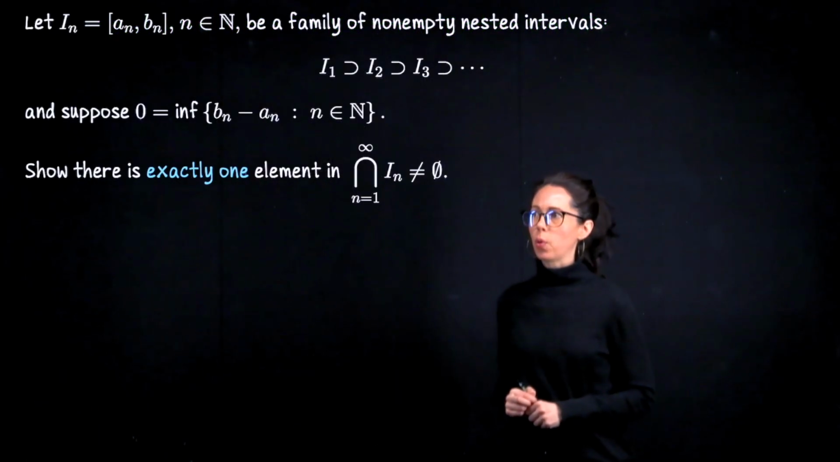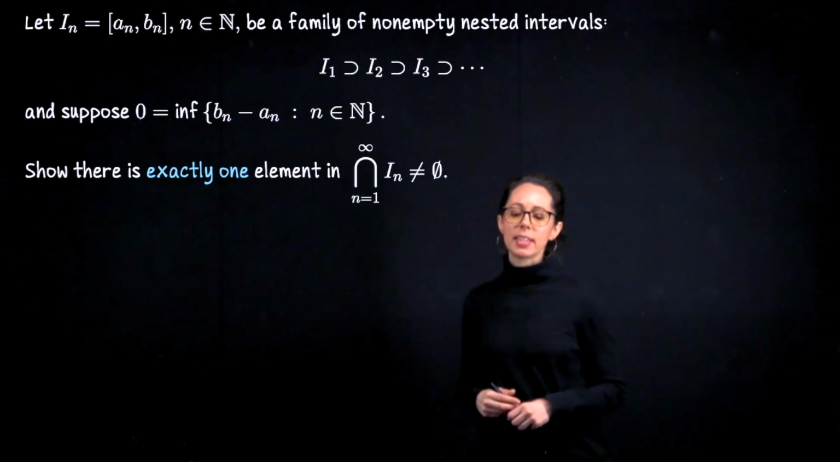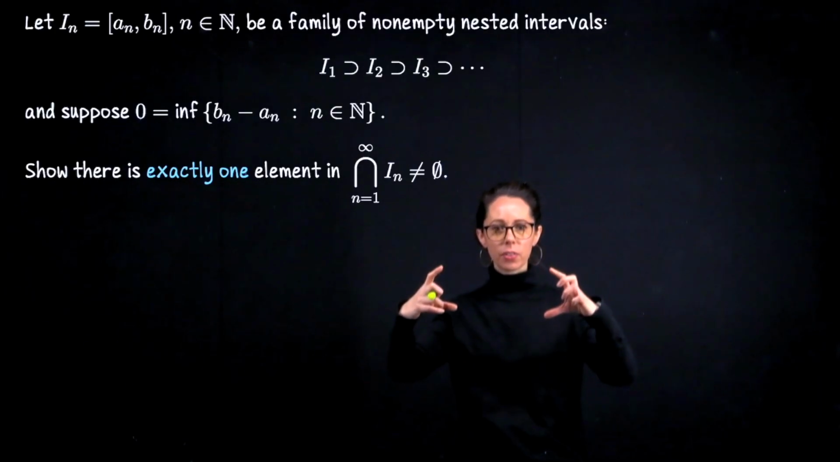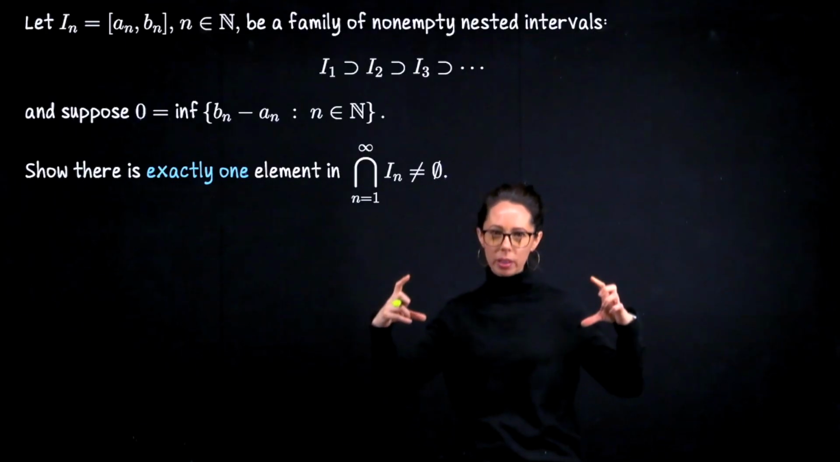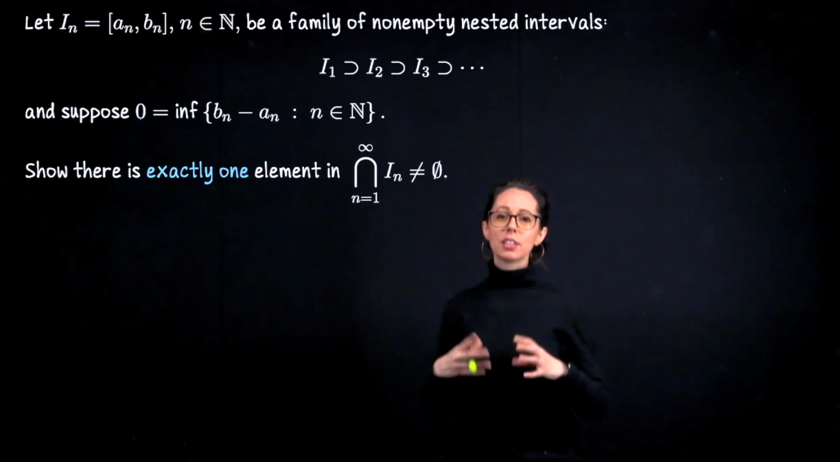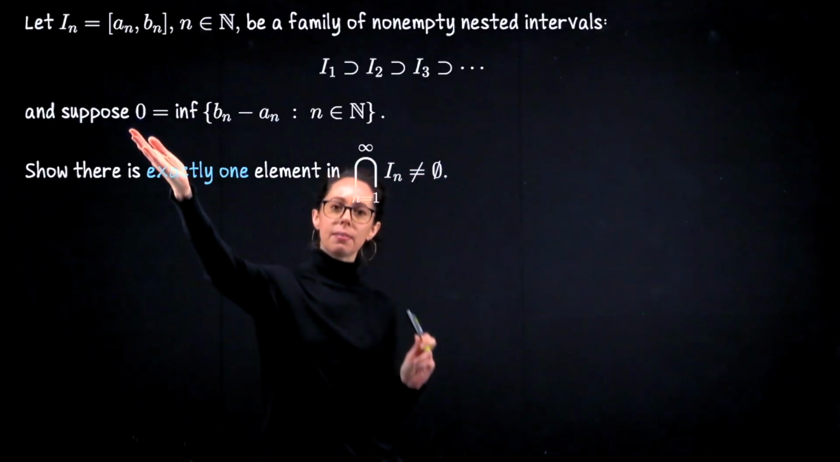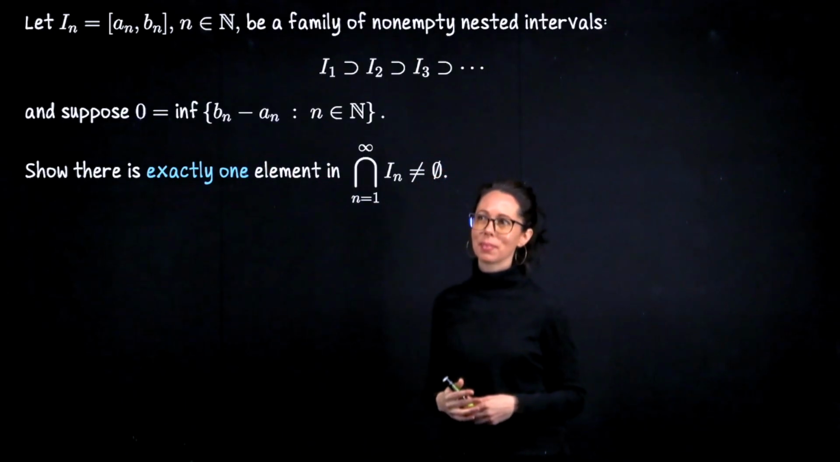Here's a modified form of the nested interval property with an added assumption to capture this idea that in this context, we want to imagine that we have these nested intervals just like we had a moment ago. But this time, I want to insist that they're really being driven inward. To do that, I've added this hypothesis that 0 is the infimum of the set of widths for these intervals.